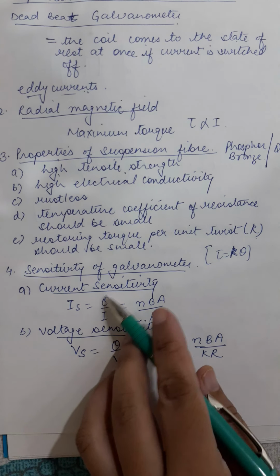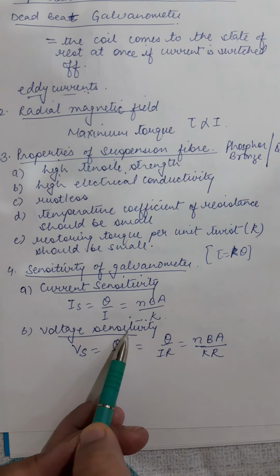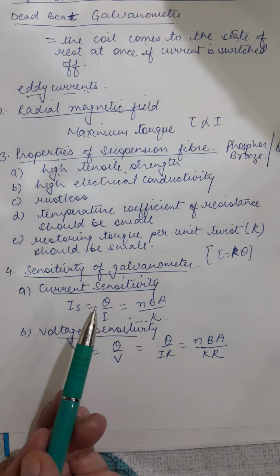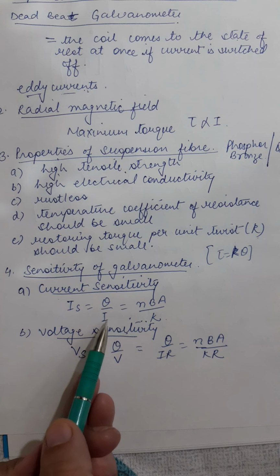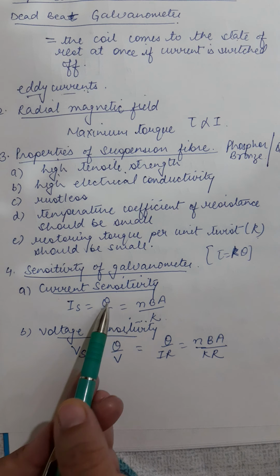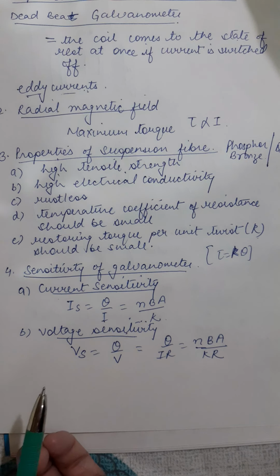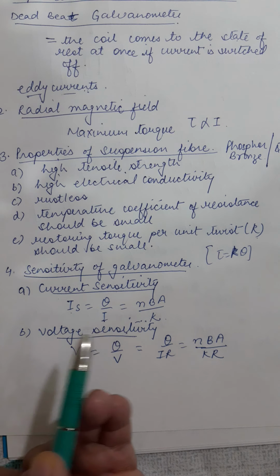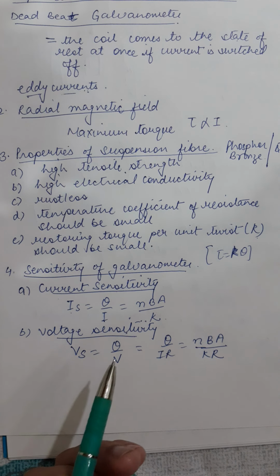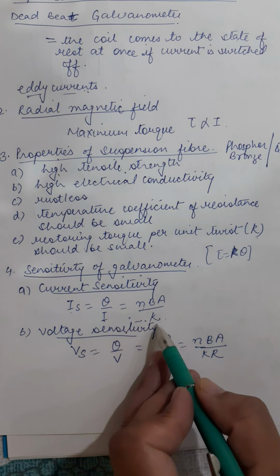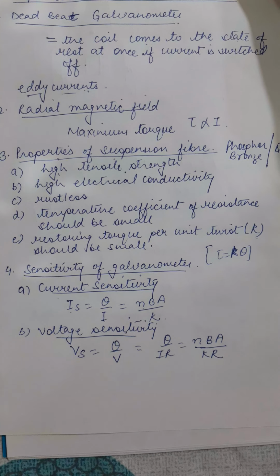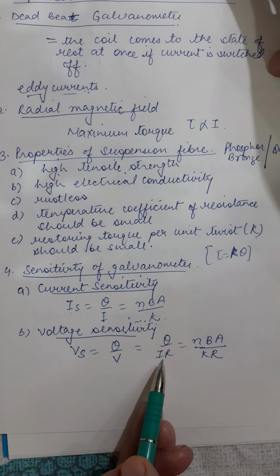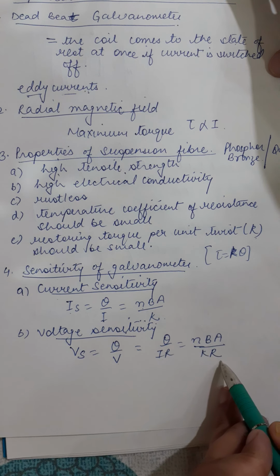Now there are two types of sensitivities, one is current sensitivity and the other one is voltage sensitivity. Current sensitivity is the deflection shown by the galvanometer per unit current. That means whenever the unit current passes through it, the deflection shown by the galvanometer is known as its current sensitivity. So we know that theta upon I is equal to NBA upon K. This is what the current sensitivity is. Similarly, the voltage sensitivity is given by theta upon V, which can be written as theta upon IR, and it will be NBA upon KR.